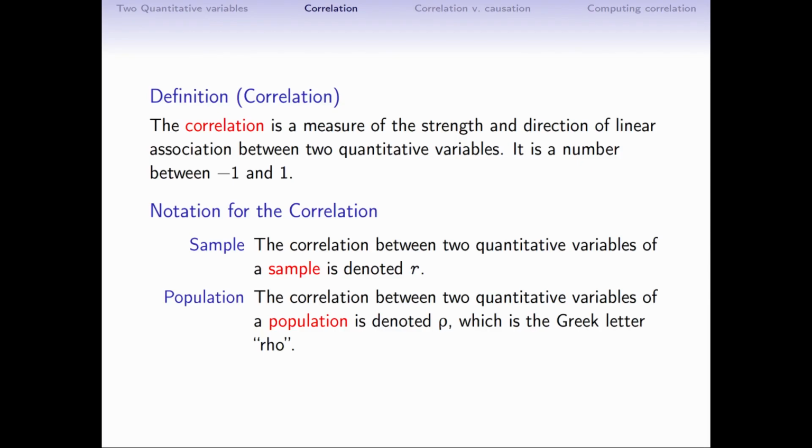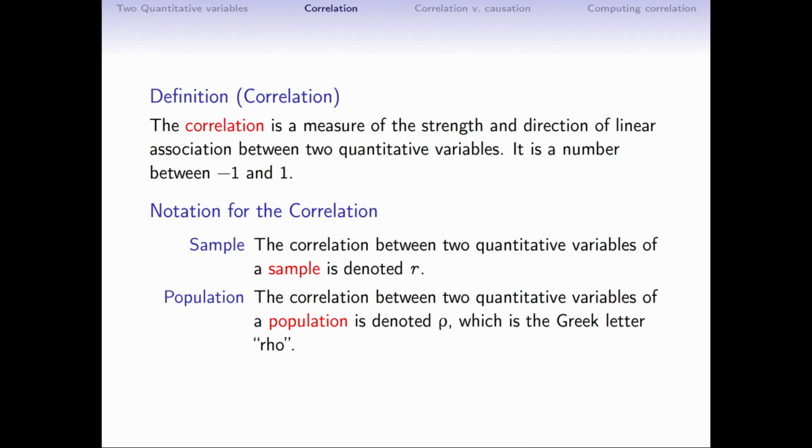The correlation is a measure of strength and direction of linear association between two quantitative variables, and it is a number that's always between -1 and 1. So, before we go any further, there's two things that are being communicated here. It is a measure of the strength and a measure of the direction of linear association. Okay, when we notate the correlation, there's two different scenarios. One is a correlation within a sample, and one is a correlation within a population.